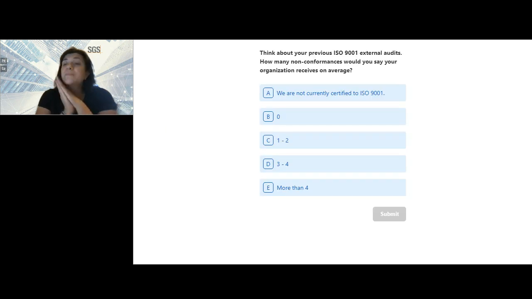Okay, first pop quiz. Think about your previous ISO 9001 external audits. How many nonconformances would you say your organization receives on average? I'll give you a couple of seconds for that.